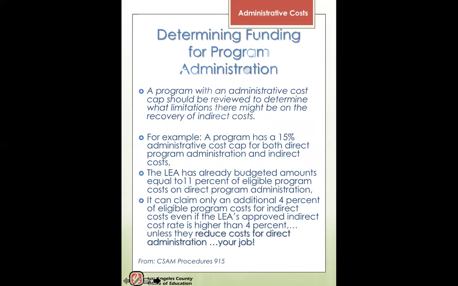Determining funding for program administration. This is when we said you need to check your indirect cost rate annually, because if your cap is based on both direct administration and indirect costs, if your indirect cost rate goes up significantly, you have an idea what that does to your money available for administration. So for those of you administering federal programs, you need to keep a cap on that, because if you go from a 6% indirect cost rate to a 12%, and you have a 15% cap for the program, that really cuts you down on the amount you have left for administering the program. So just something you need to keep an eye on.